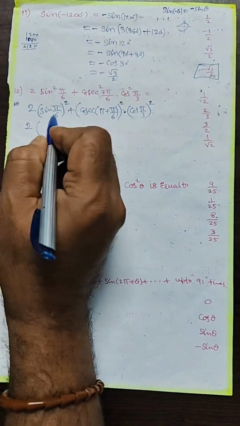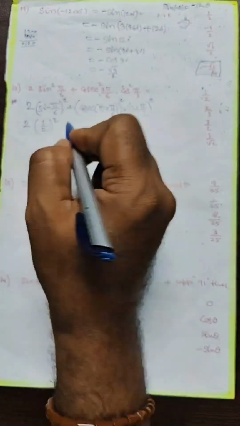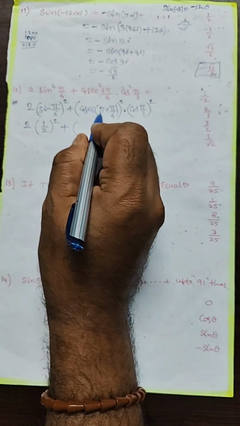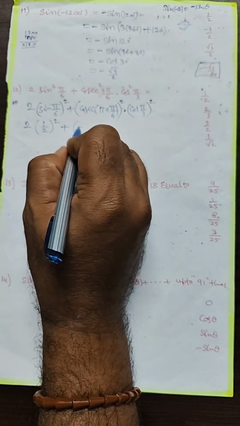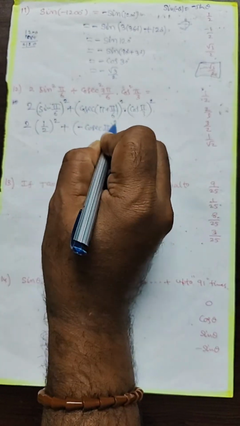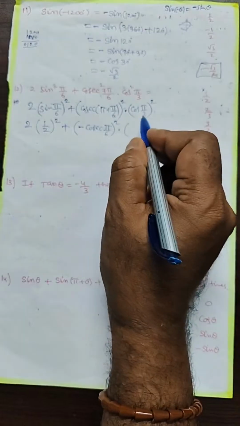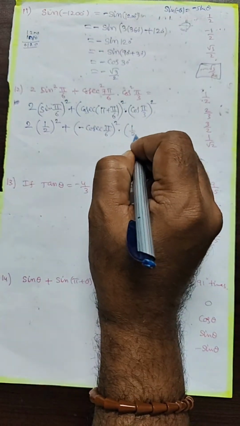2 into sine pi by 6 means sine 30, 1 by 2 whole square. Okay. Next, cosecant of pi plus means minus value. So minus cosecant pi by 6 whole square into cos pi by 3, cos 60 degrees. Cos 60, 1 by 2, 1 by 2 whole square.